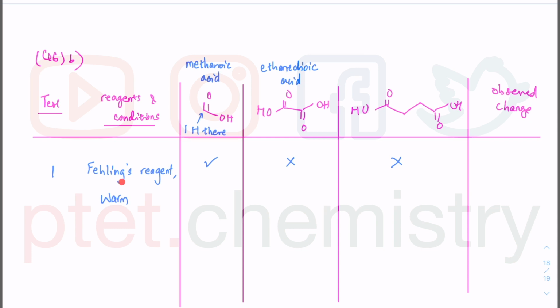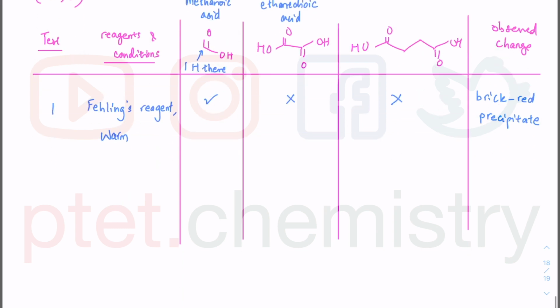And Fehling's reagent is a solution of copper 2 plus to begin with. What you will get is a brick red precipitate, as a result of copper 1 oxide forming. After the methanoic acid gets oxidized, the Fehling's reagent gets reduced from copper plus 2 to copper plus 1. Okay, on to the second test.